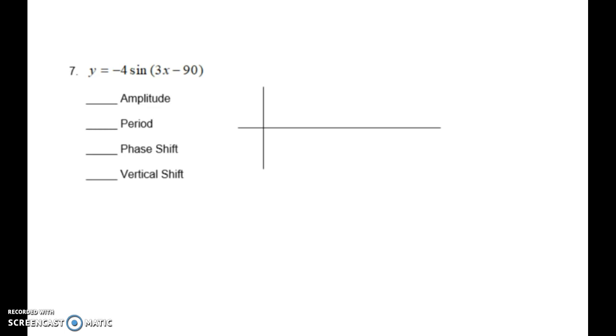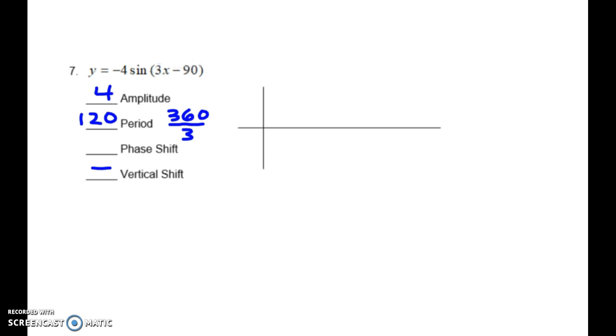I wanted to do this one just to get you started on worksheet B, so you can kind of remember all of the processes for this. If you notice, number 7 has an amplitude of 4. Remember, it's a positive number because it's a distance. There is no vertical shift. The period, this looks like we're using degrees, so we're going to take 360, since that's one period of sine, divided by 3, and that gives me a period of 120 degrees.